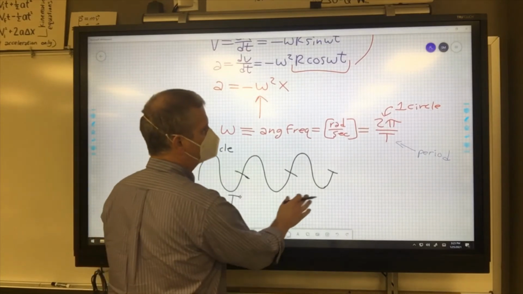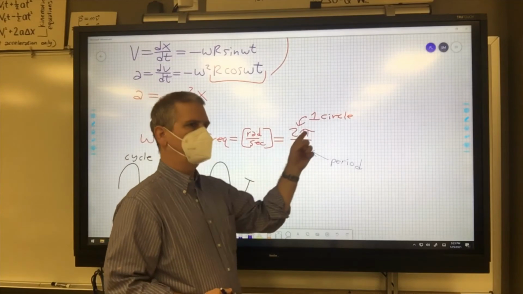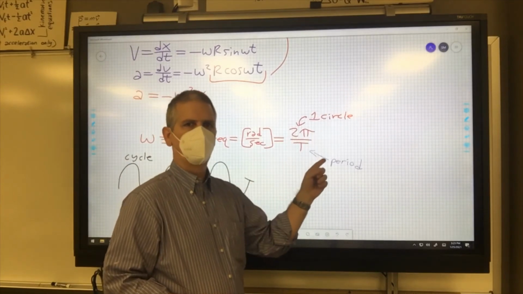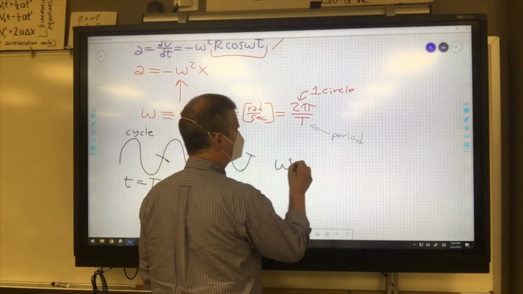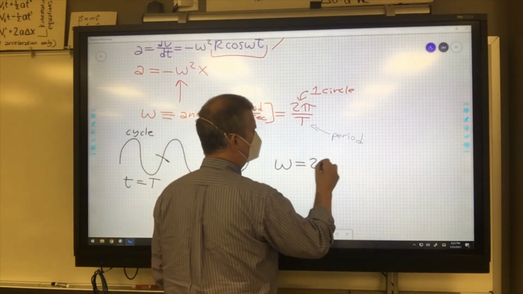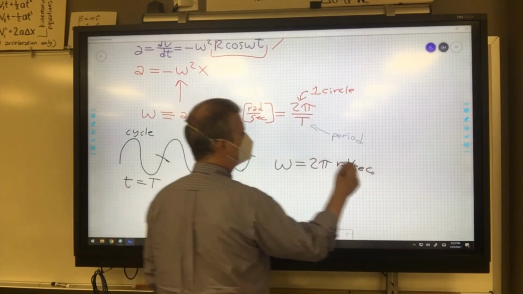Right? So 2 pi over t would be circles per second. If we had an omega equal to 2 pi radians per second, well, stick that in our equation there.